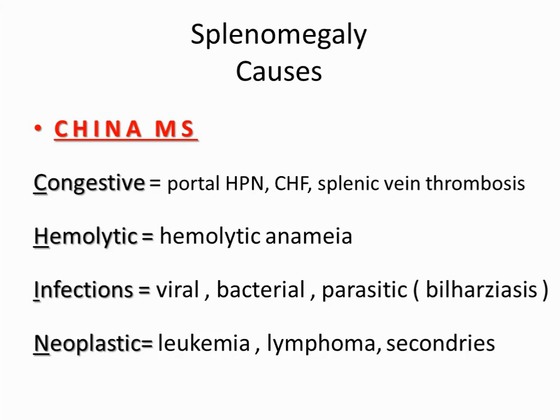Hemolytic anemia. I is for infections. Maybe viral, bacterial, or parasitic infection. But by the way, the parasitic infestation in Egypt and Japan, which is bilharziosis, has been the most common cause of splenomegaly in Egypt for many years.